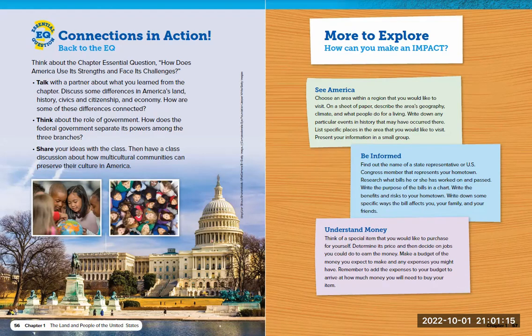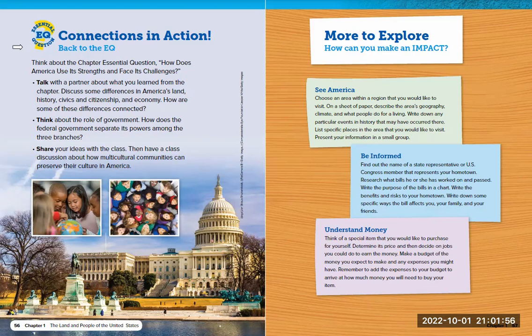We are on page 56. And going back to our essential question, think about the chapter 1 essential question. How does America use its strengths and face its challenges? In your other pages from last week's lesson, 1.4, one of the questions was talking about different things that the government does that help strengthen America, including creating places like national parks or places where people can go to learn more about the United States.